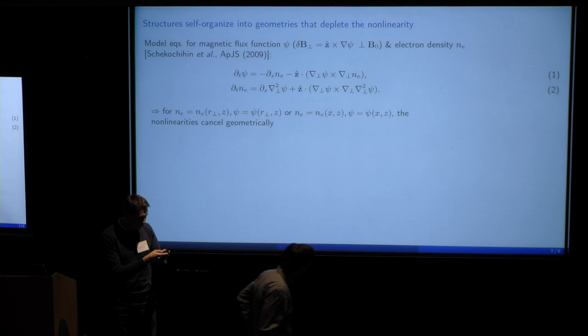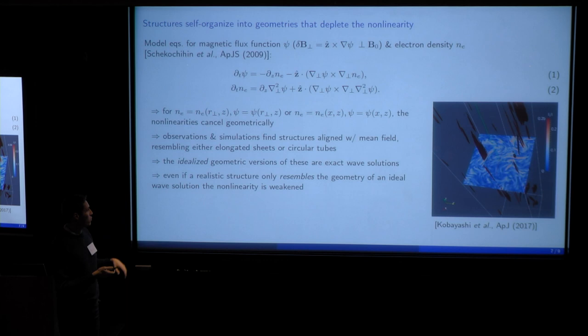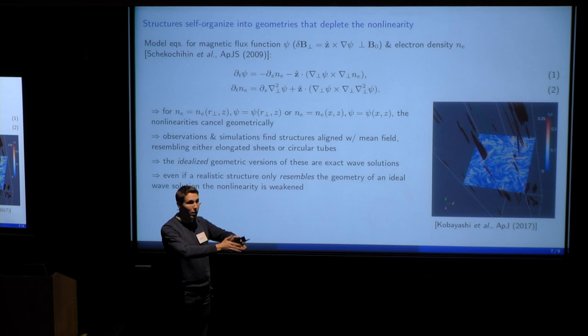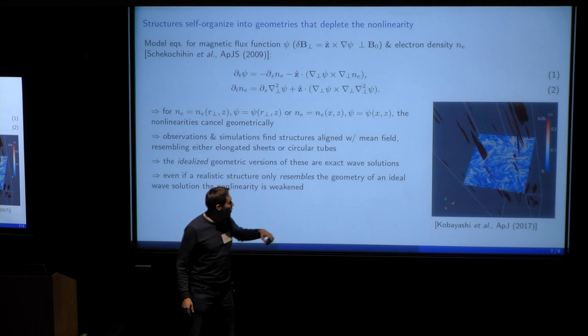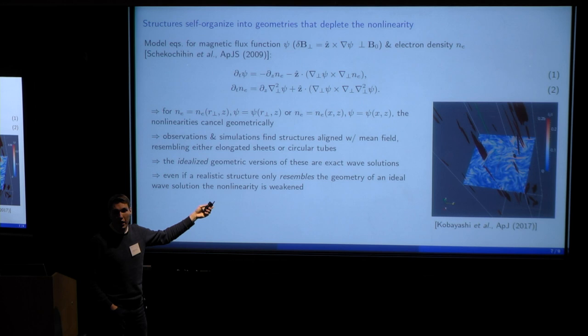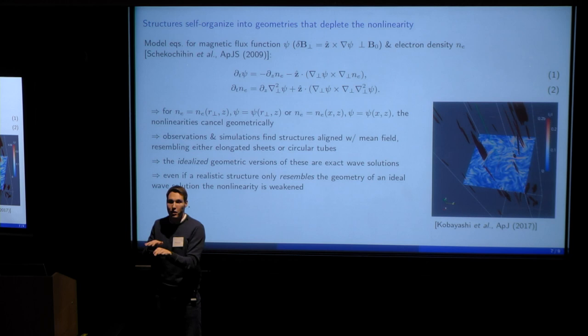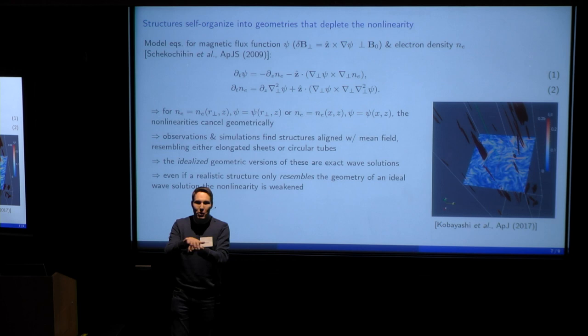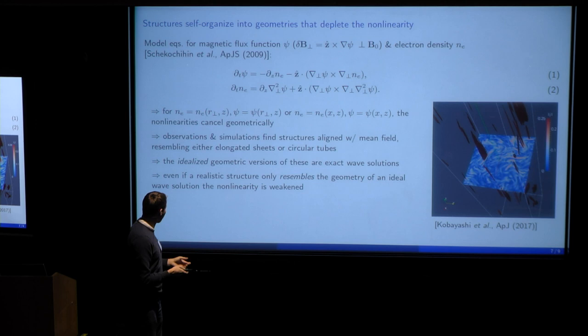Interestingly, simulations and observations find structures that resemble either elongated sheets or circular tubes. Here's an example from a simulation on the right. The idealized versions of these structures would be exact wave solutions because the nonlinearities cancel geometrically. Of course, in a turbulent system, you can never realize such ideal structures, so there's probably going to be some misalignment. But still, on average, there's probably some cancellation or weakening of nonlinearity.